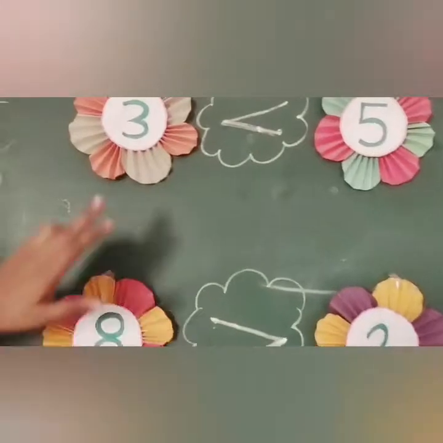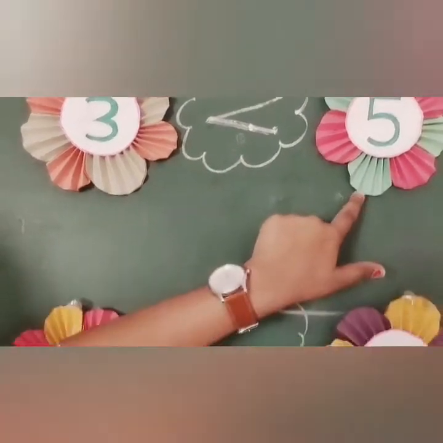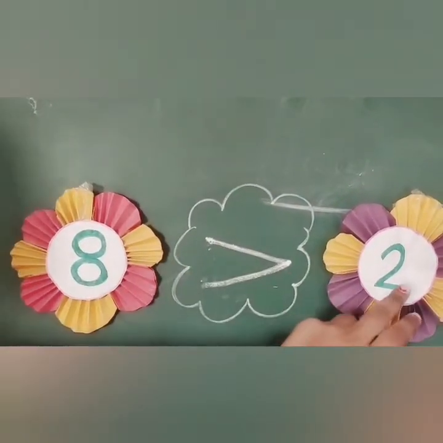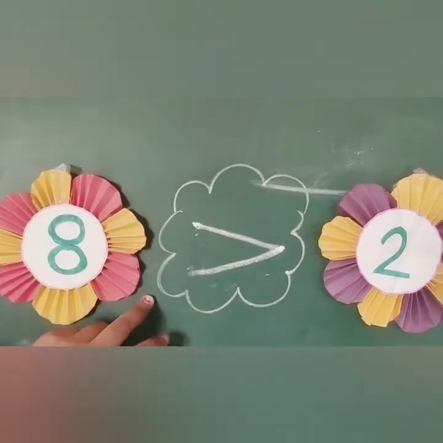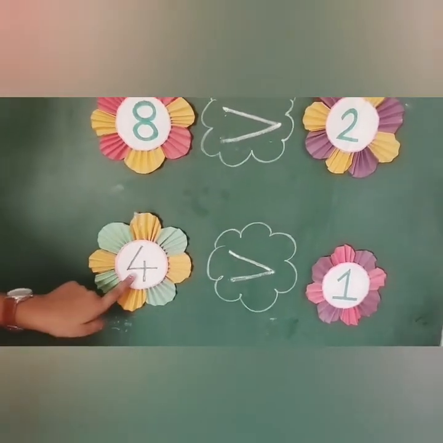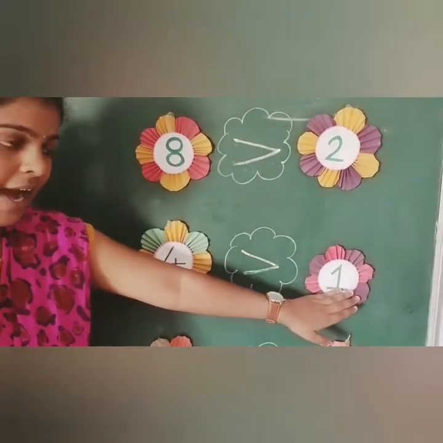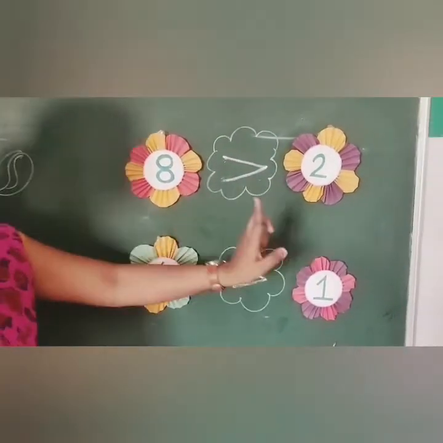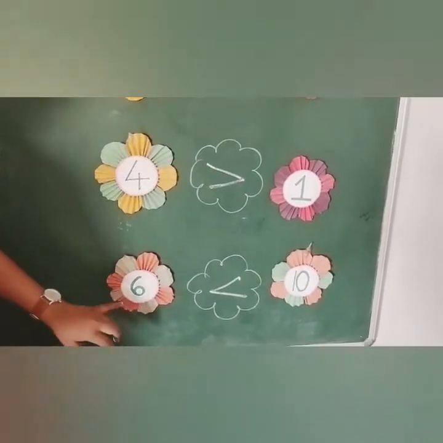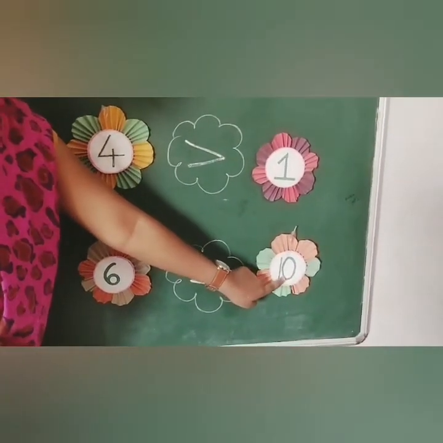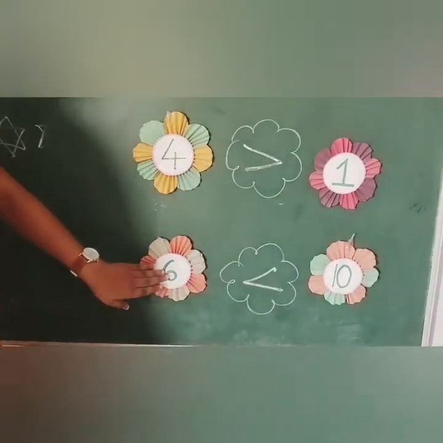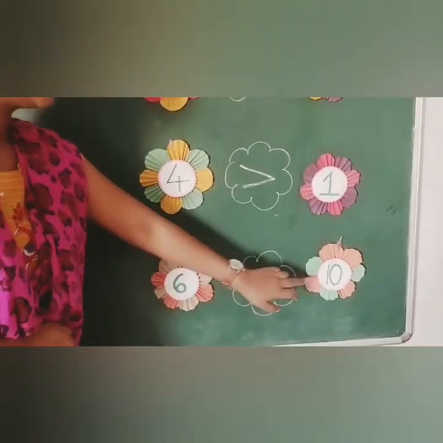Once again we repeat this. 3 is smaller than 5 and 5 is bigger than 3. Next, number 8 and number 2. Number 8 is bigger than 2 and 2 is smaller than 8. Next, I have 4 and 1. When we compare 4 and 1, 4 is always bigger than 1 and 1 is always smaller than 4. Next, I have number 6 and number 10. When we compare 6 and 10, 10 is always bigger than 6 and 6 is always smaller than 10.